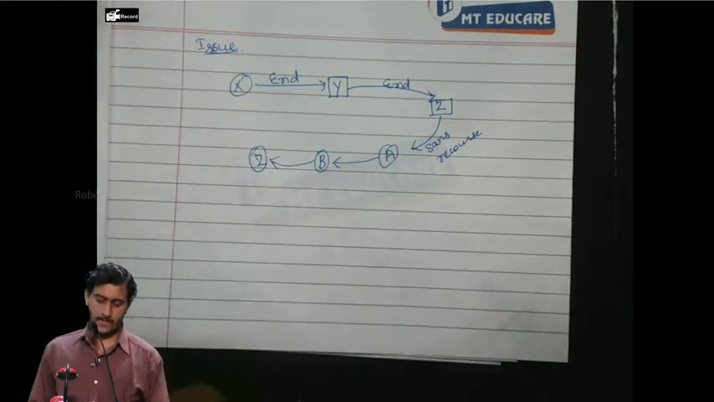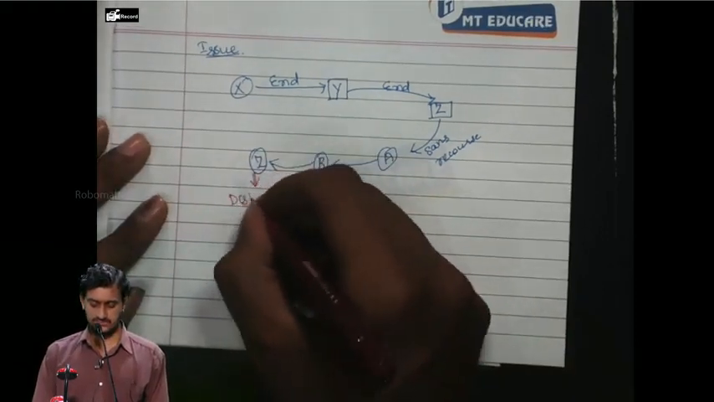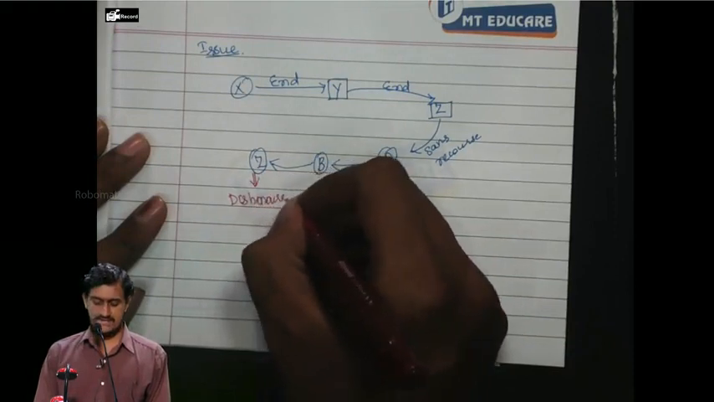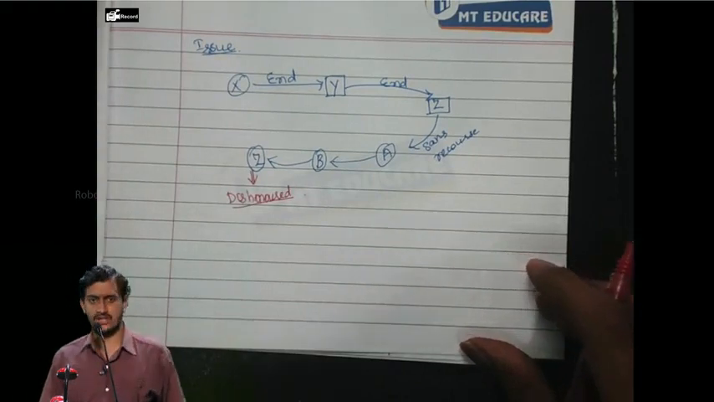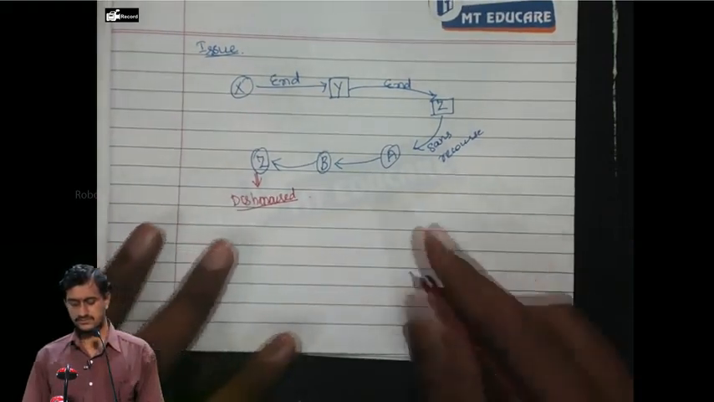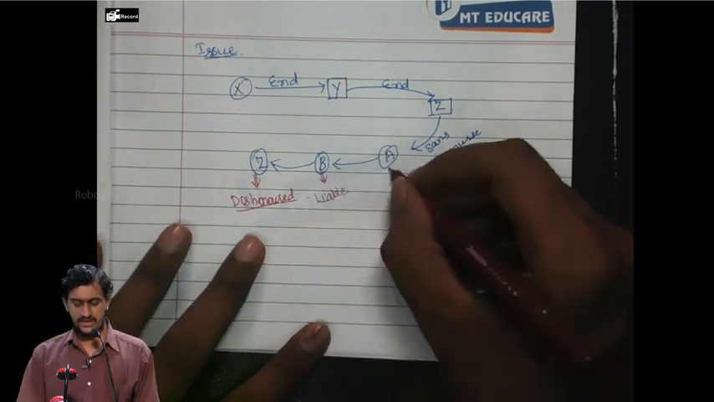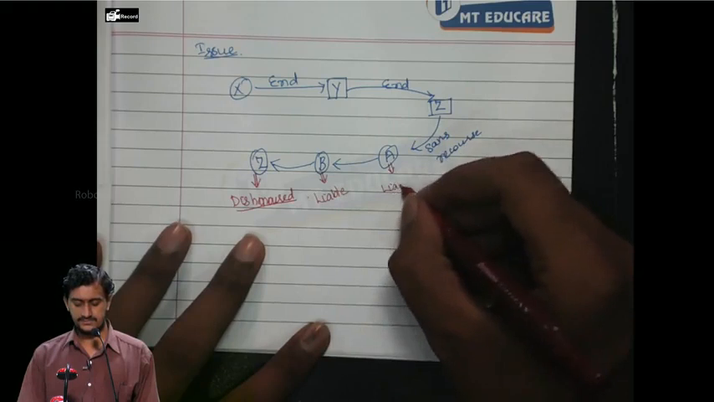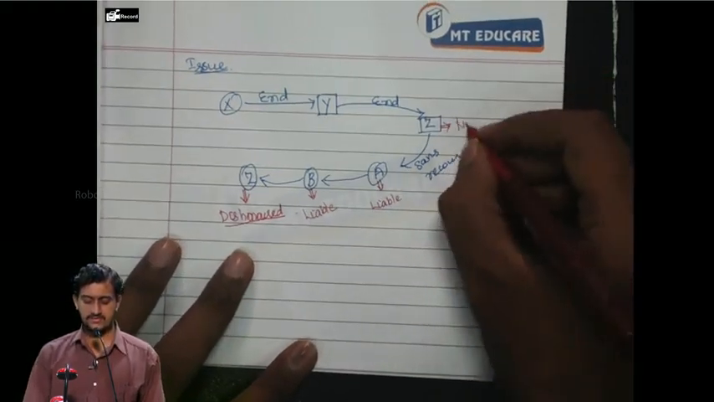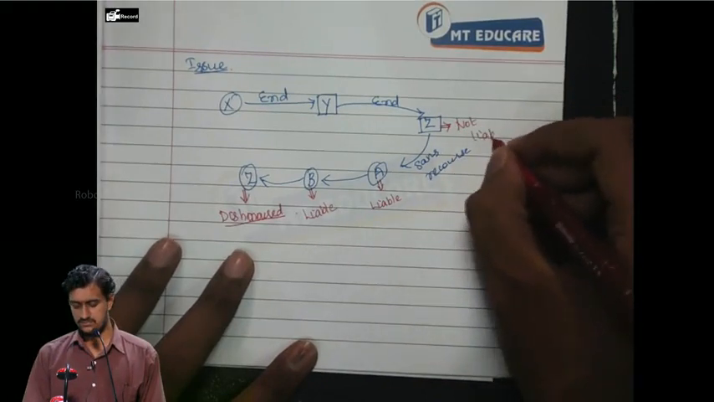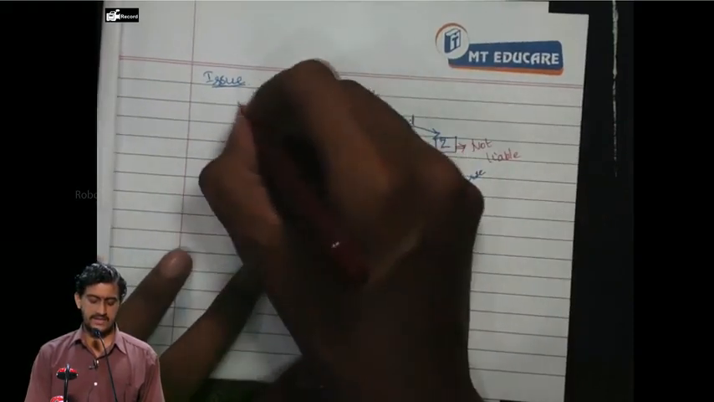Now tell me here, the instrument gets dishonored. Whether B is liable, A liable, Z liable, Y liable, X liable.